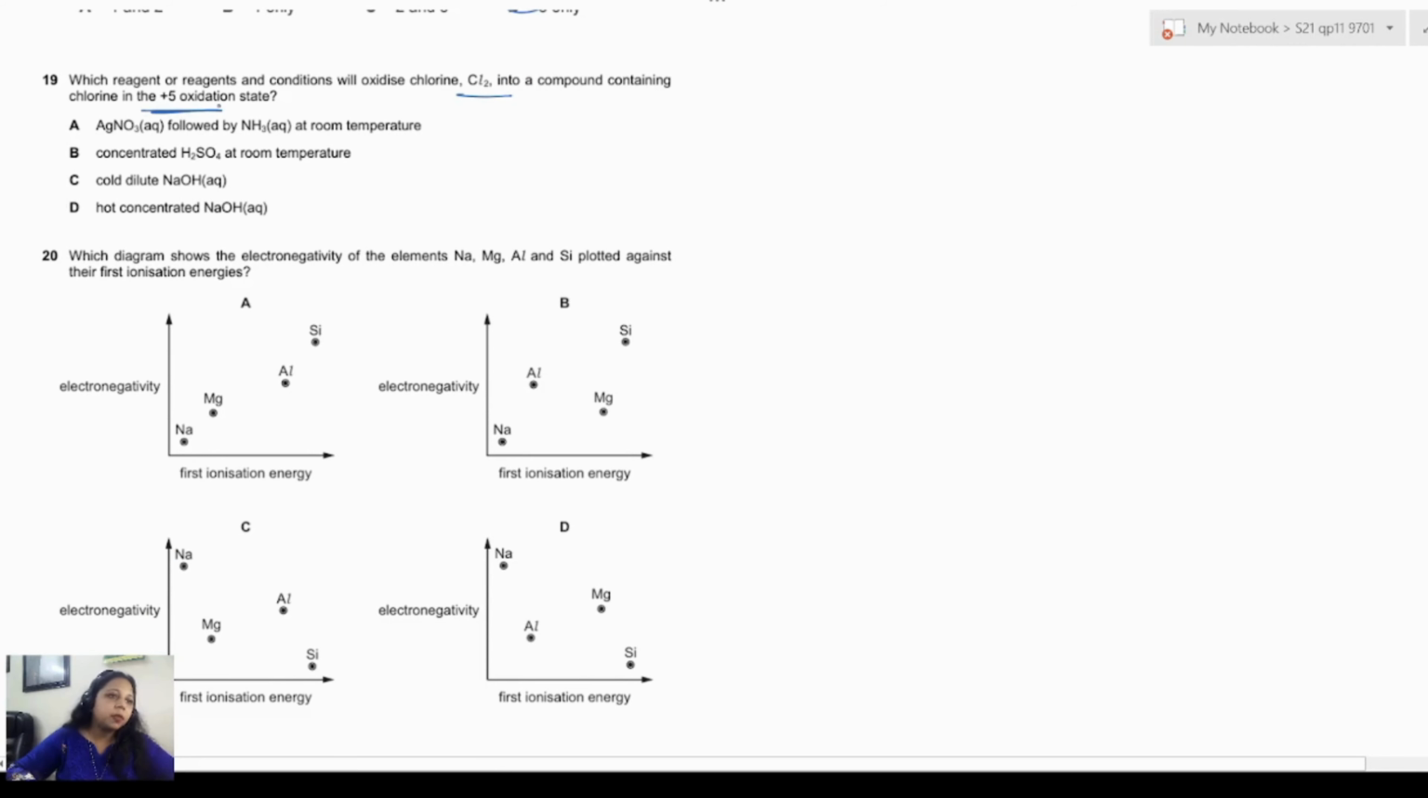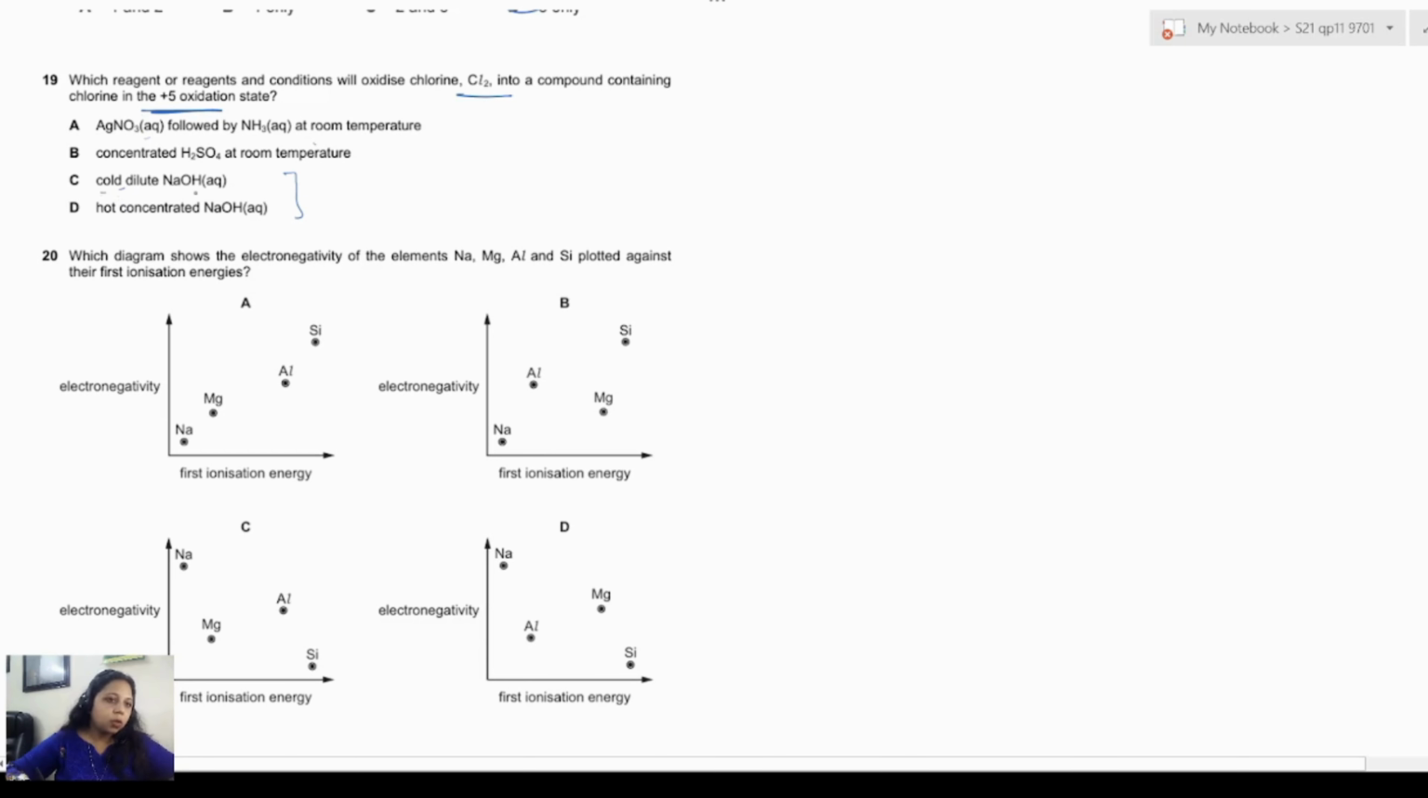Then we have the 19th one, which states which reagent or reagents and conditions will oxidize chlorine into a compound containing the plus 5 oxidation state. This is a test we use to check the different oxidation states. Let's figure out the answer. Silver nitrate, okay, this is a test for halide ions, so this is not going to be the answer. Concentrated sulfuric acid, no. Cold dilute sodium hydroxide, okay, it reacts with bases because chlorine is a non-metal, so it is going to react with metallic hydroxides or alkalis.